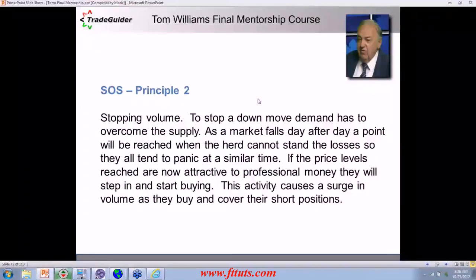Now you see stopping volume a lot. It happens in strong markets, which is a great place to have it, but it also happens in weak markets. So to stop a down move, demand has to overcome supply. As a market falls day after day, a point will be reached when the herd cannot stand the losses, so they all tend to panic at the same time. If the price levels reached are now attractive to a professional, they will step in and start buying. This activity causes a surge in volume as they buy and cover their short positions.